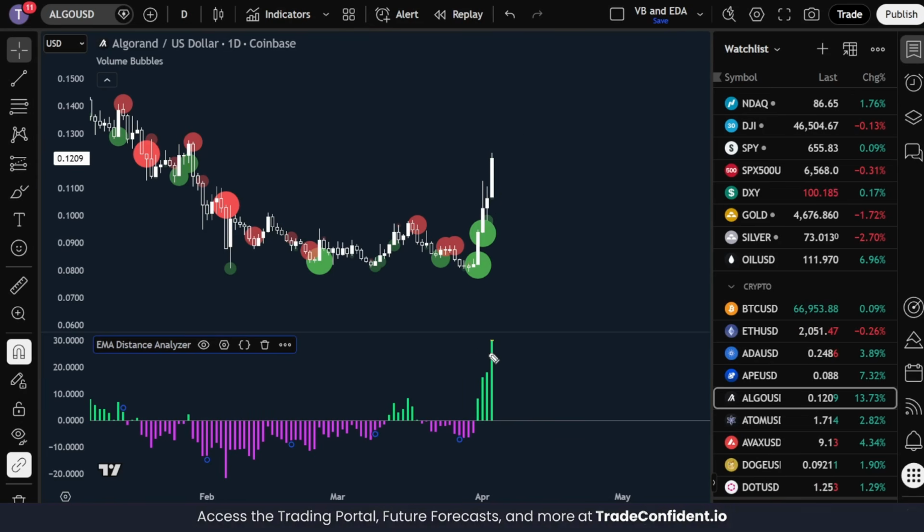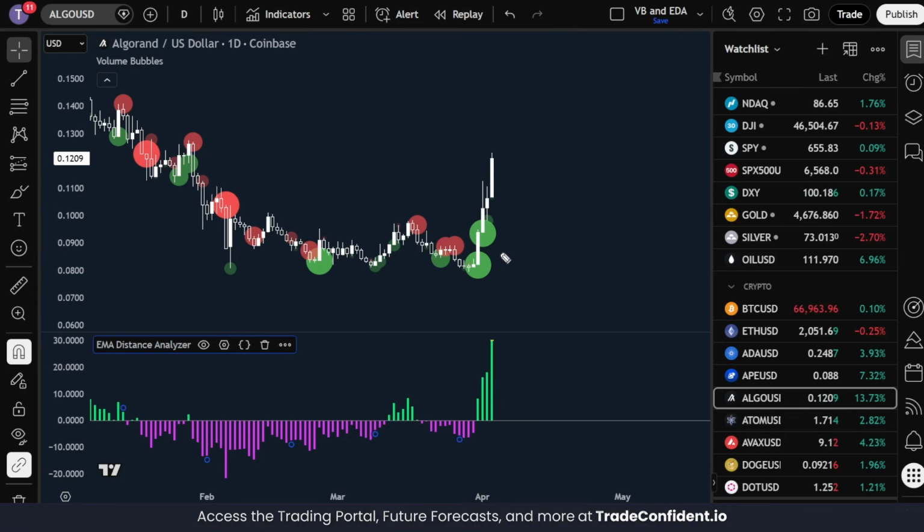The other confirmation of a move down incoming is this large spike in the EMA Distance Analyzer. The farther you are above the EMA, the more likely the price is to snap back down. And the opposite is true. The farther below you are the EMA, the more likely it is for the price to snap back up to match the same level. So as this continues higher and higher, the second we see a candle close below this candle here, this is where we're looking for a potential exit if you're already in Algorand, an entry of a short trade, or just time to get ready for an entry on the way back down.